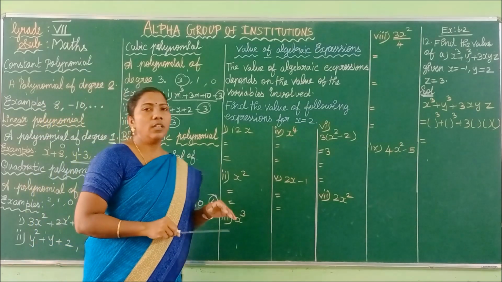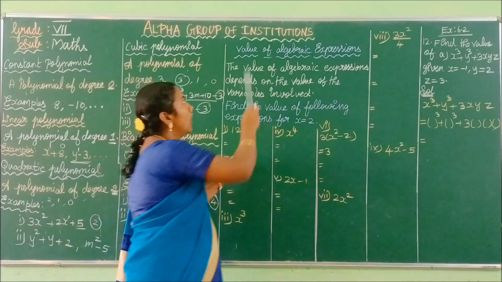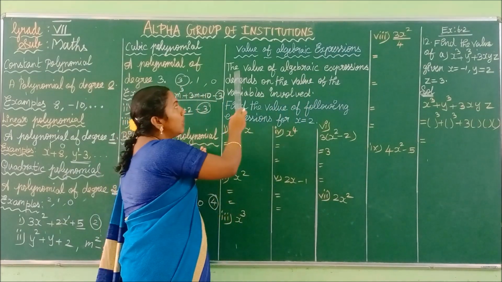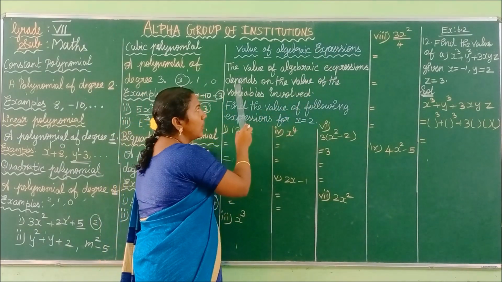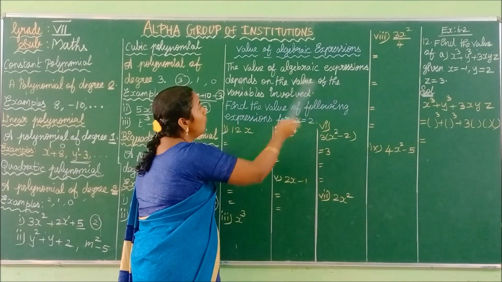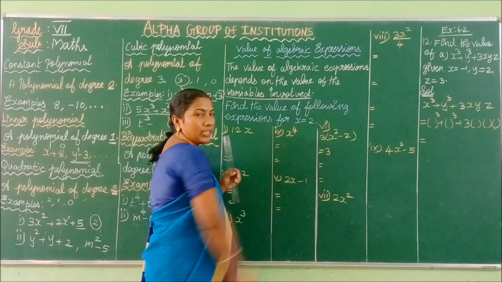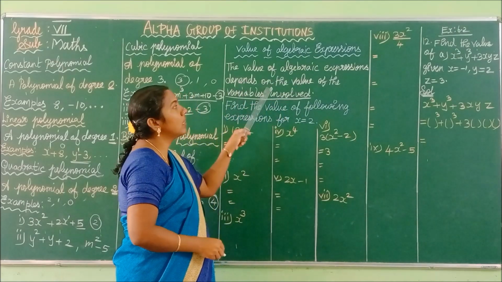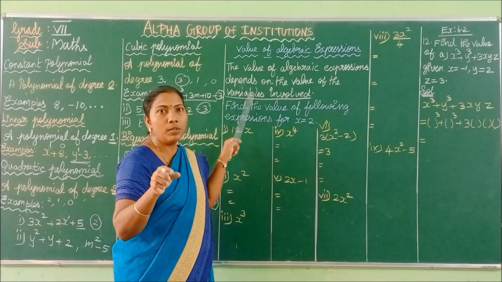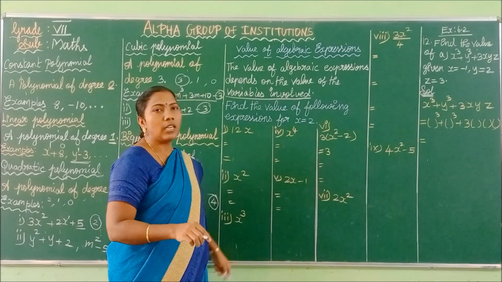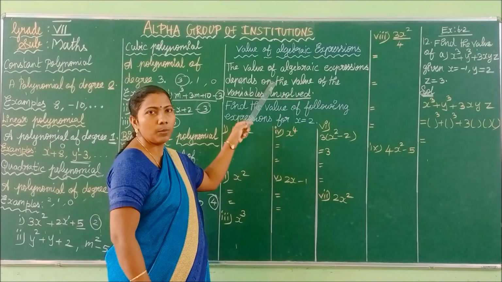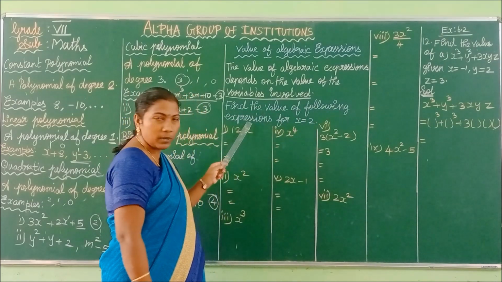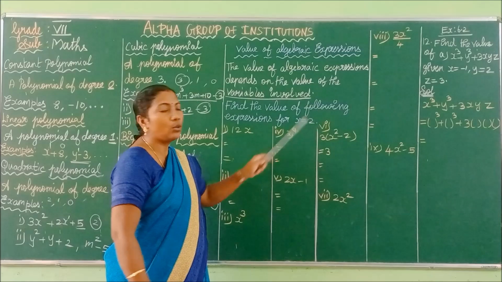Next we are going to see a very important concept, the value of an algebraic expression. Listen carefully, children. The value of an algebraic expression depends on the value of the variables involved in it. By seeing this example, you can easily understand this concept. Here, find the value of the following expressions for x equal to 2.